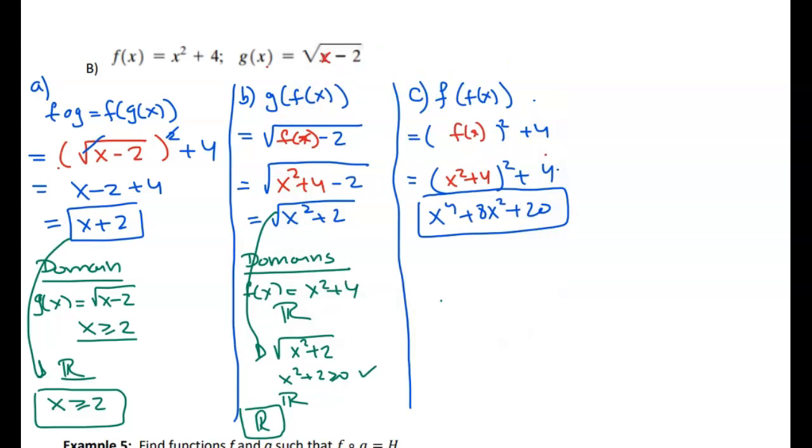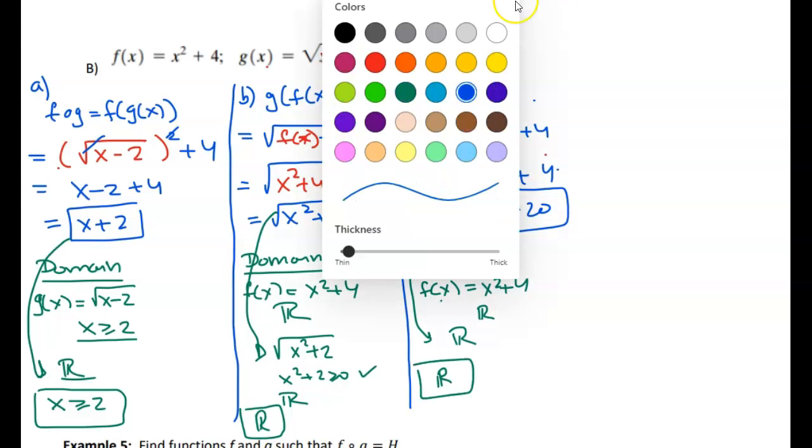Alright, domains. So the original one is f of x, which is a polynomial, so the domain is all real numbers. The composition is a polynomial, so this is all real numbers. So the resulting domain is all real numbers.